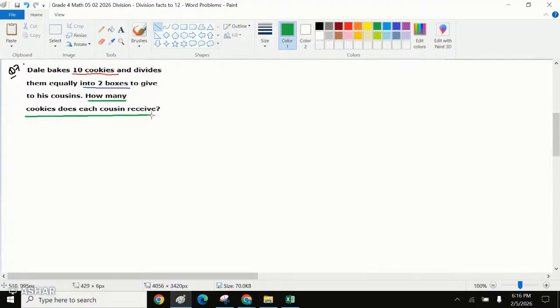Very simple. Yes, thank you, May. But I would prefer writing it in this manner. When we are solving the question, we'll write this way. 10 cookies were divided in 2 boxes. That means 10 divided by 2 would be 5 cookies per box. So each cousin receives 5. Thank you, Semi, May, Tess, and Mai. Right? It's a perfect answer. 5 cookies per box.